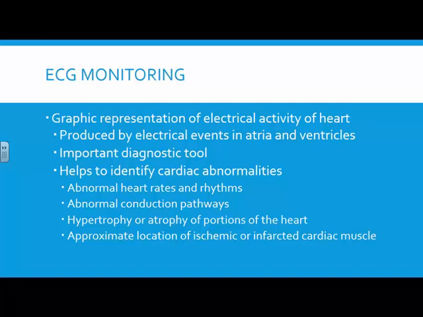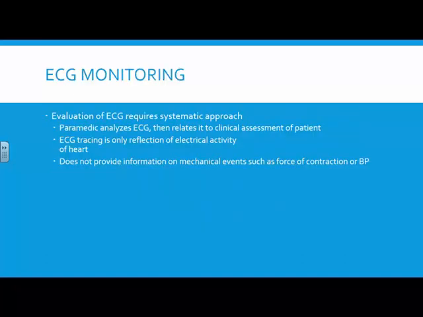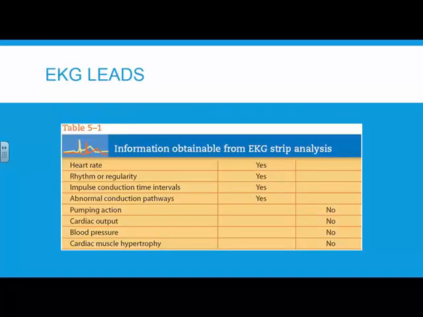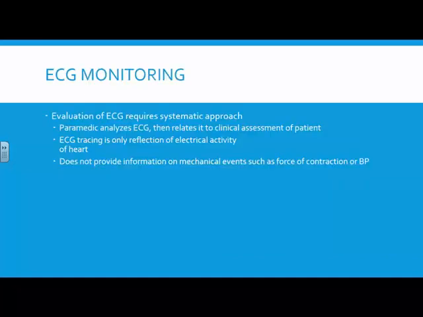And it can also help you with identifying ischemia and infarction. Okay? Can it tell us pumping action, cardiac output, blood pressure, or cardiac muscle hypertrophy? Well, if you got a Zoll or a Life Pack that does blood pressure, yeah, it can tell you blood pressure once you take it, but it cannot tell you pumping action, cardiac output, things like that. Does that make sense? It can tell you heart rate, rhythm, impulse conduction, abnormal pathway, so on and so forth.